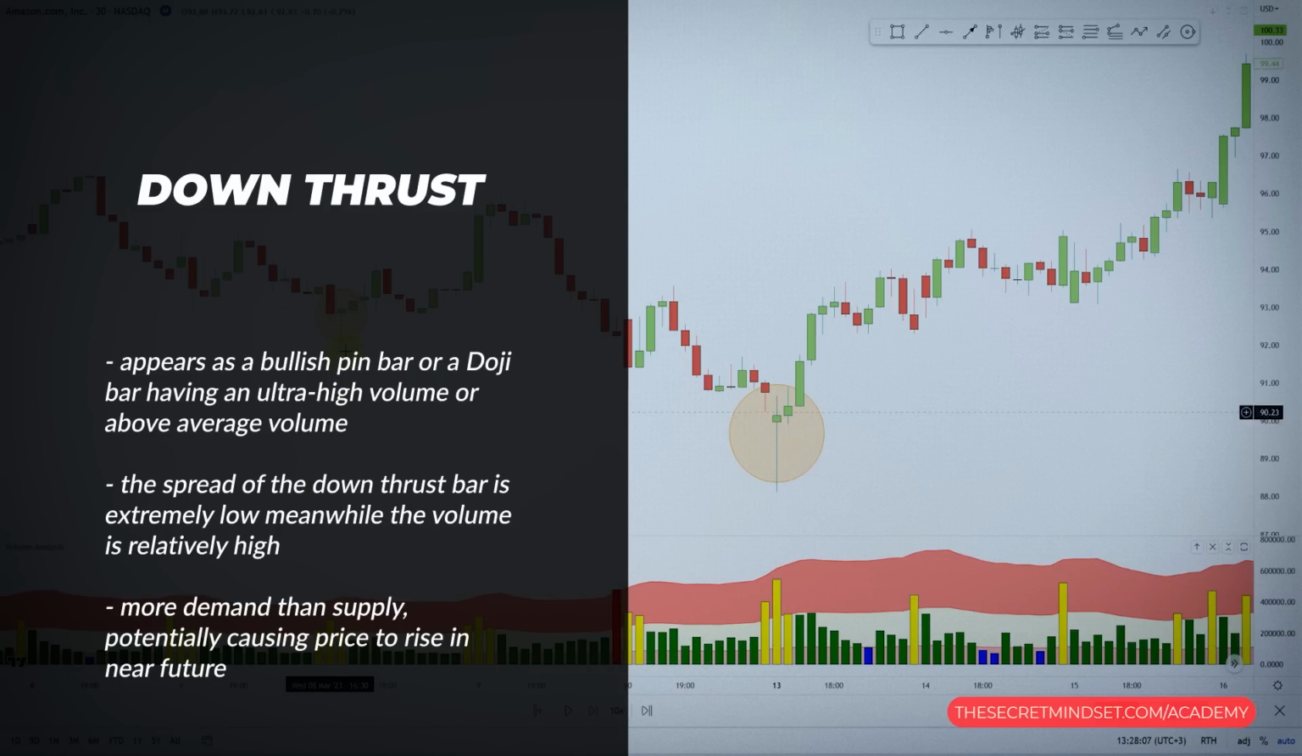VSA implies that if the spread is low, then the volume should also be low. But in this case, there is a divergence between spread and volume. So there is more demand than supply, potentially causing price to rise in the near future.